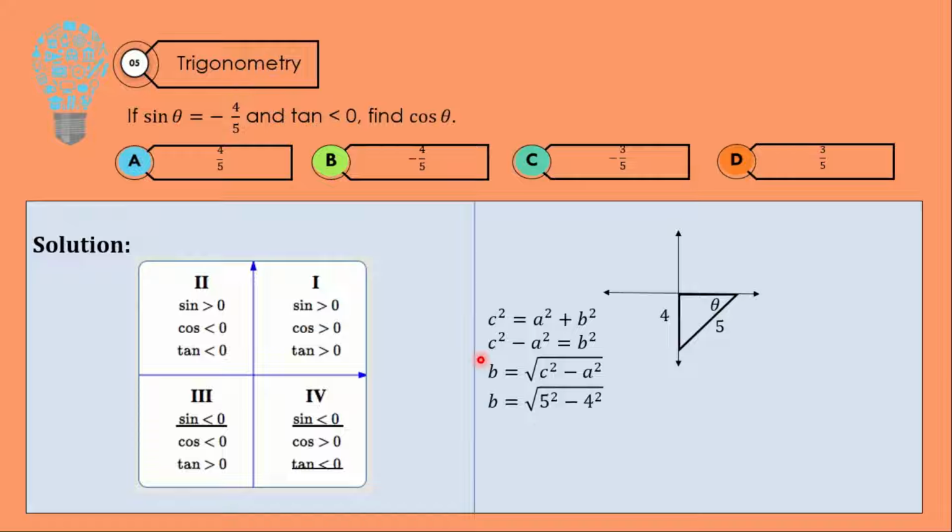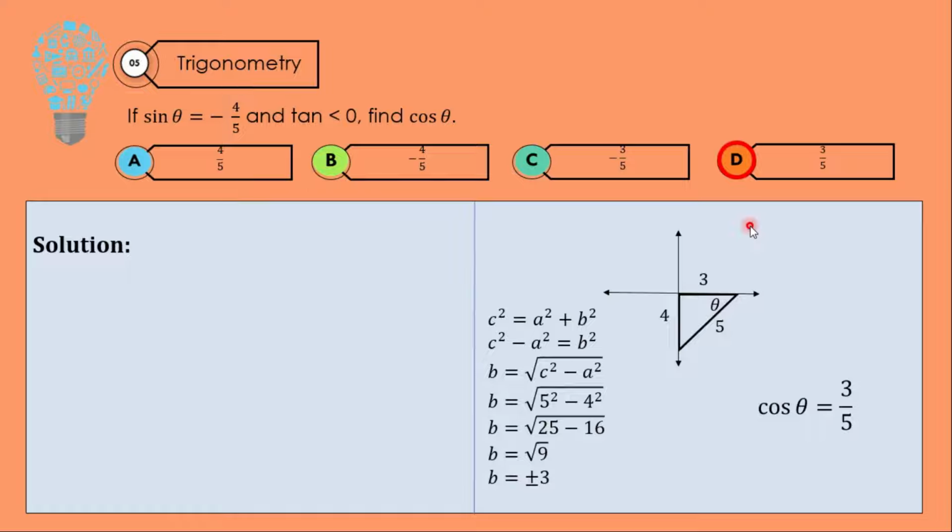Now let's substitute the given. We'll have B is equal to the square root of 5 squared minus 4 squared. 5 times 5 is 25 and 4 squared is 16. 25 minus 16 is equivalent to 9. So what's left is the square root of 9. So the square root of 9 is positive or negative 3. Since our adjacent is in the positive x-axis, therefore we'll use positive 3. We have now a value of the adjacent, so cosine theta, which is equivalent to adjacent over hypotenuse, is equal to 3 over 5. So our answer for this problem is letter D.